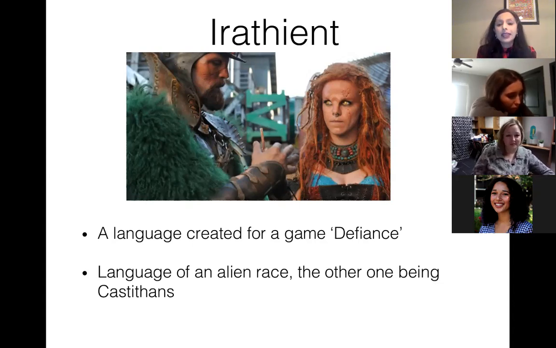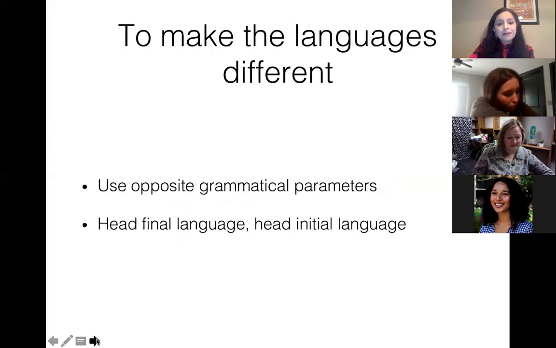Defiance. And in the video game, there is an alien race. There are actually two alien races. And this alien race is called, I think you pronounce it, Irathian. I'm not always sure how it's pronounced, but something along those lines, but that's the spelling of that alien race. And the other alien race is the Castithans, and we will talk about the Castithan language as well, so that I can show you how he distinguished between the two different alien races within the same game.